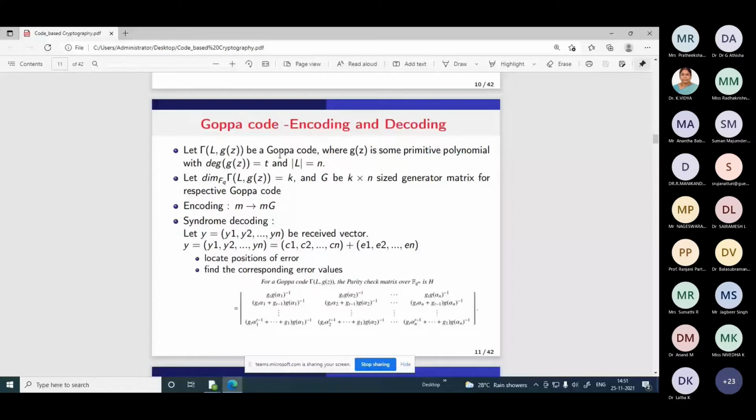Yes, for Goppa code, I have told you we have to choose a set L with n elements and a polynomial of degree t. With this, when n and t are given to you, you can find out the dimension of the code. Let G be the generator matrix of the code, right? When you know the generator matrix, then M times G will be your code word. How to find the generator matrix is given here.